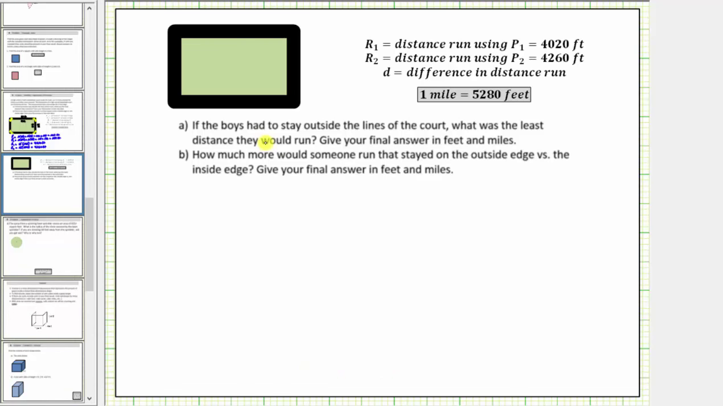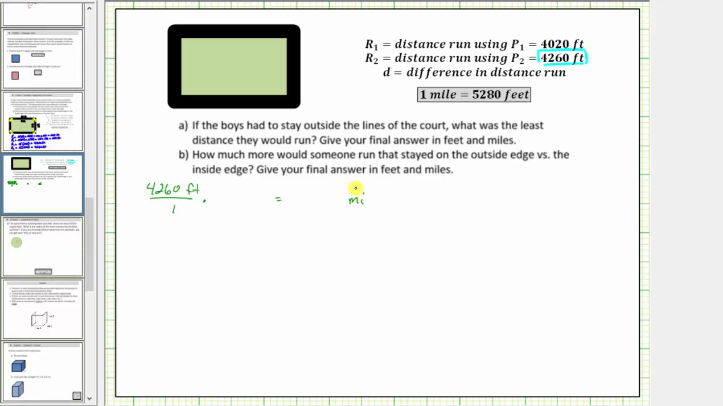Part A asks, if the boys had to stay outside the lines of the court, what was the least distance they would run? Give the answer in feet and miles. Well, we now know if the boys ran around the outside edge, they would run at least 4,260 feet. But we're asked to express this distance also in miles, so now let's convert 4,260 feet to miles. To do this, let's first write this distance as a fraction with the denominator of 1. So we'd have 4,260 feet over 1, and now we will multiply by a unit fraction, or a fraction equal to 1, to convert feet to miles.